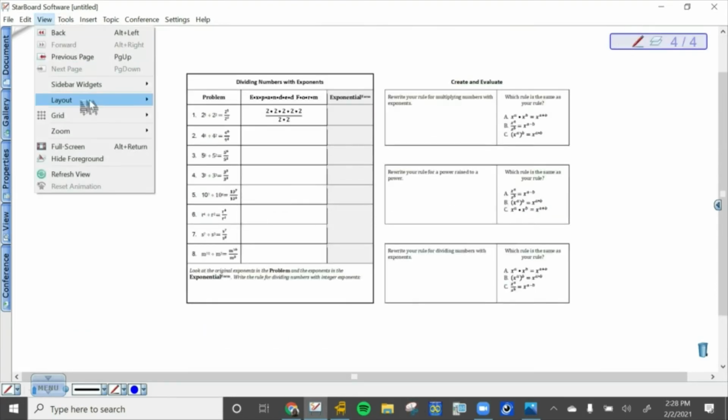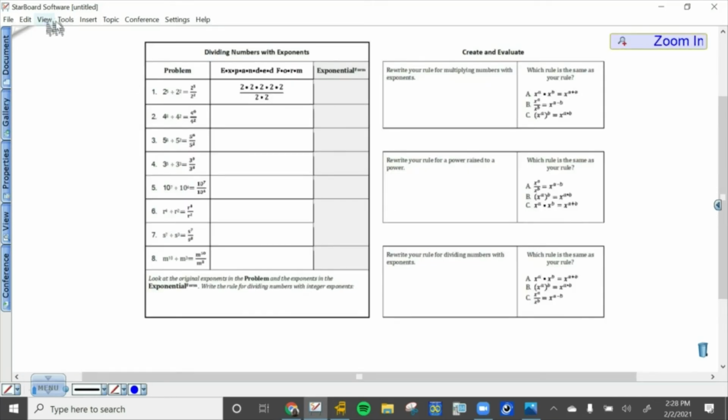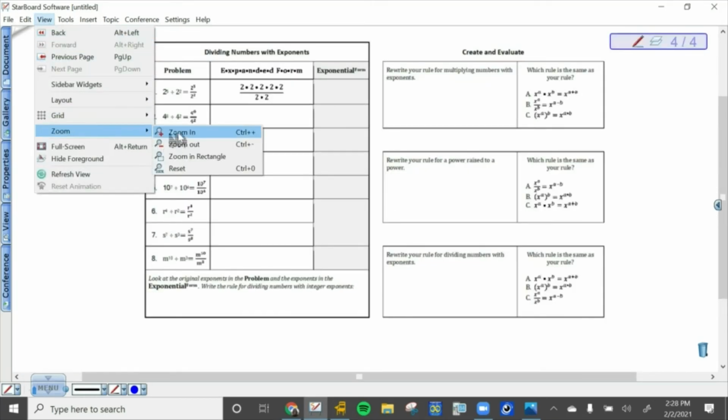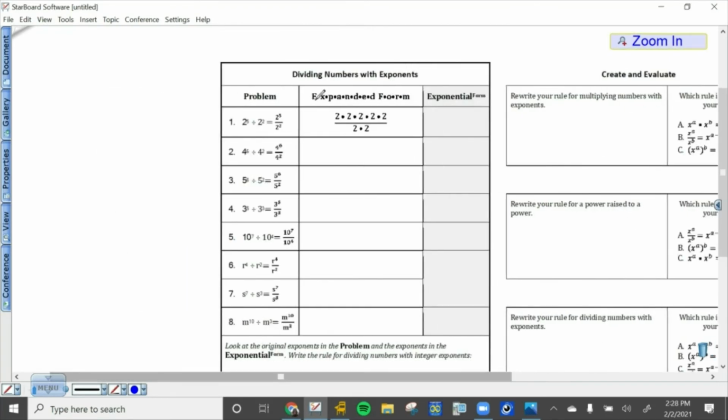So we're going to look at dividing. Let's look at this first example they gave us. They have 2 to the fifth divided by 2 squared. And then they wrote it as a fraction, because remember, a fraction is just a division problem written a different way. And then they wrote it out in expanded form. And what we can see when we're in expanded form is we can start crossing things off, because 2 over 2 is just 1.